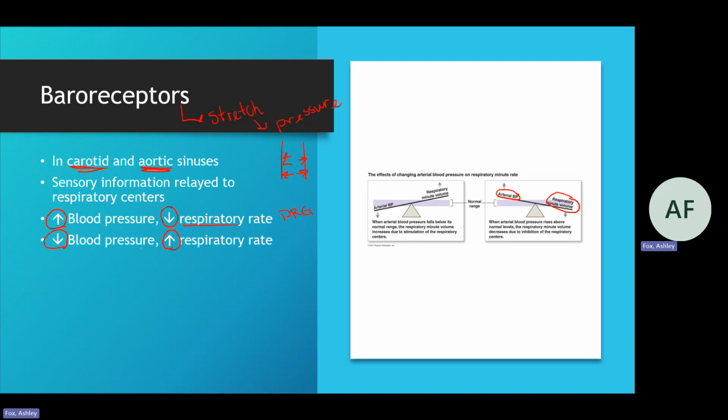If your blood pressure is low, your tissues aren't getting as much oxygen, so your respiratory rate is going to increase based on what's happening with the tissues. Enough blood flow to the tissues means enough oxygen, so you don't need it as much and can decrease the respiratory rate. Low blood pressure means not enough blood and not enough oxygen, so you increase your respiratory rate, trying to get more oxygen into your blood. You're going to stimulate the respiratory centers.